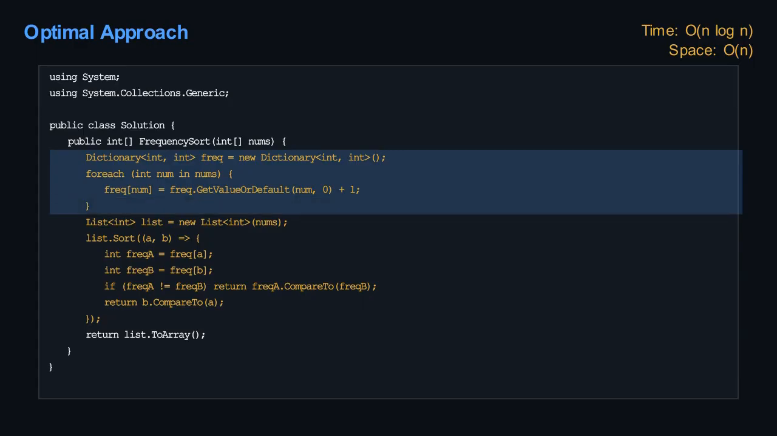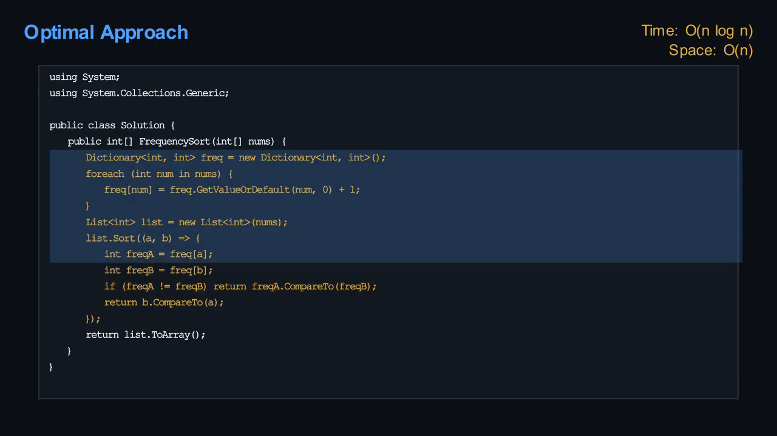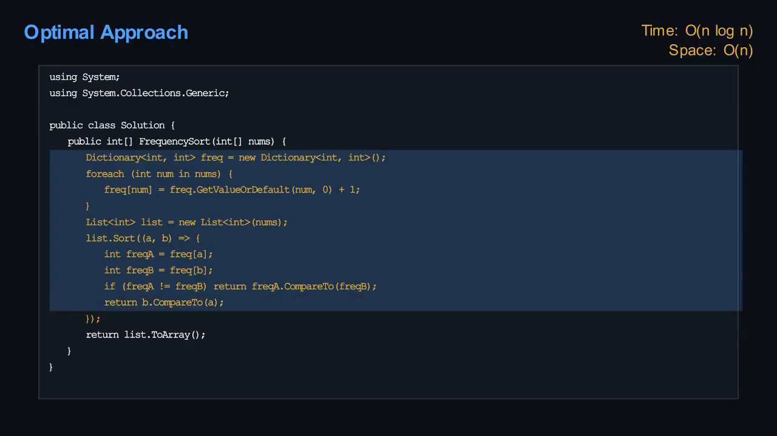Now, we convert the original array into a list, similar to the brute force. But this time, when we apply our custom sort, our comparison logic can simply look up the frequencies in our pre-populated HashMap. This lookup is an average constant time operation, so our custom sort now performs much better. The comparison function will first check if frequencies differ. If they do, sort by frequency ascending. If frequencies are the same, it then sorts by the number's value in descending order. Finally, convert the sorted list back to an array.